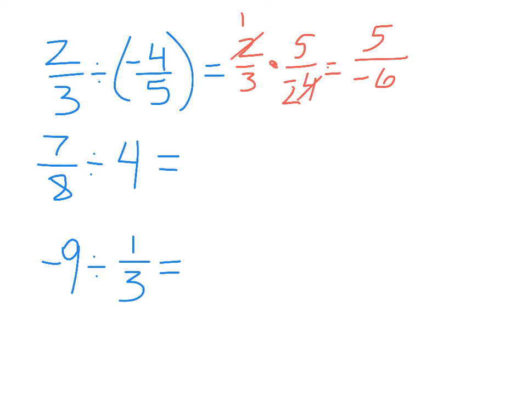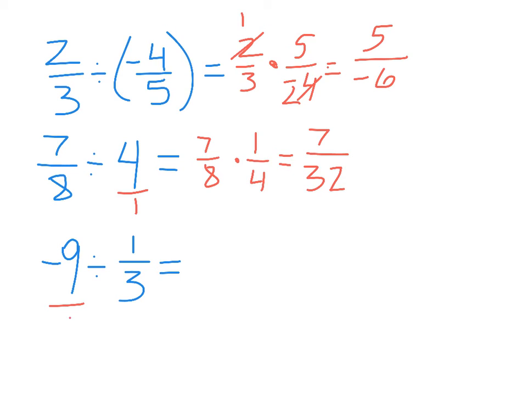For the next one, probably want to start by taking that whole number and turning it into a fraction. Makes it easier for flipping. So we rewrite our first one, 7/8. We're going to be multiplying by 1 over 4. 7 and 4 can't simplify. 1 and 8 can't. 7 and 8, 1 and 4. No simplifying here. So 7 times 1 is 7. 8 times 4 is 32. And that gives us our final answer there.